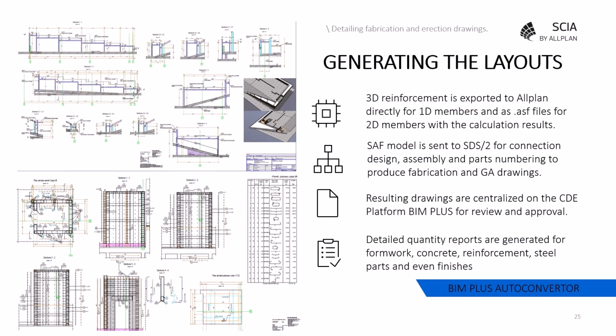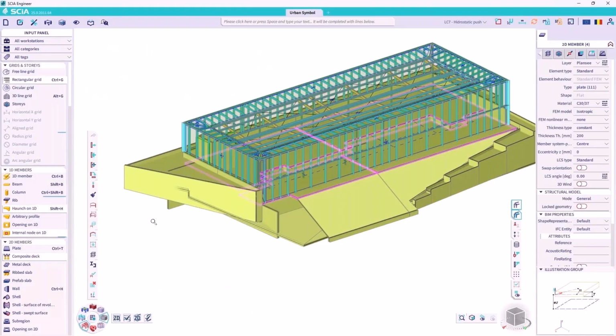So the drawings can look like traditional drawings. The main advantage is that we have the automatic bending schedule. So let's focus now on the workflow. The reinforcement that has been calculated in SCIA can be transferred via ASF files. That is for 2D members, while for 1D members, such as columns and beams, we can actually transfer the reinforcement gauge via IFC. And let's see exactly how this works.